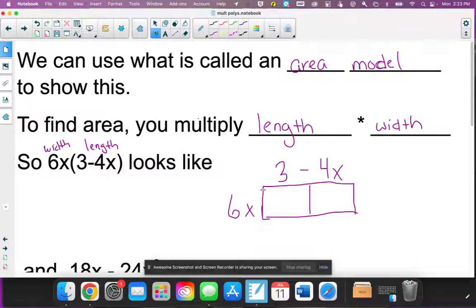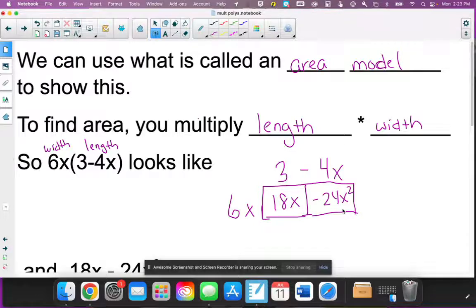So this is my width, and let me show you something. And this is my length. Well, in order to be able to multiply this, I have to split this into two separate pieces, right? So I have a 6x times a 3, and then I have a 6x times a negative 4x. Right? So you're basically getting different pieces.